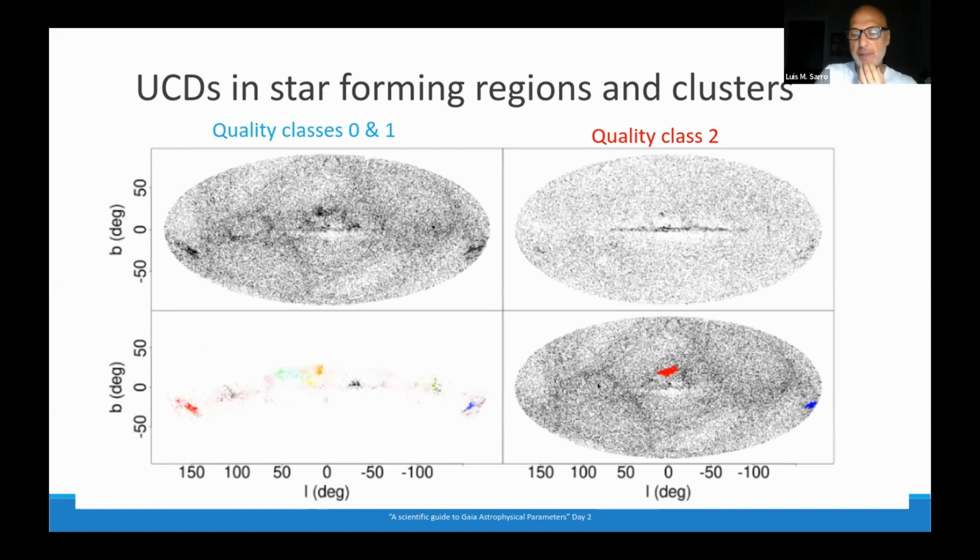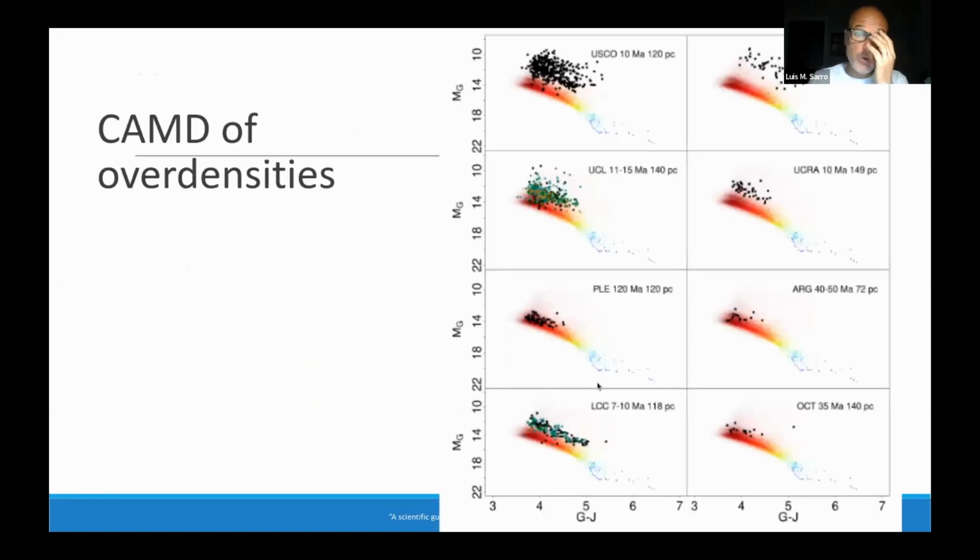I'll explain this later. Now, when we look at the color absolute magnitude diagram of these overdensities, we see that they are all above the main sequence. So the color sequence is the main sequence. We are only plotting here the best quality.